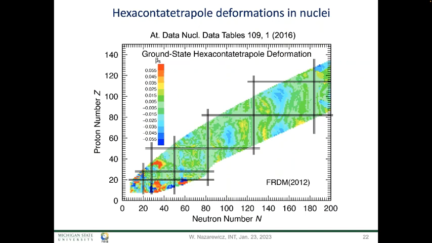And this is, since you really asked for this, the ground state hexacontatetrapole deformations in nuclei. And the pattern here is more complex. You have those two zeros, right, of the distribution. And again, the simple model seems to work.